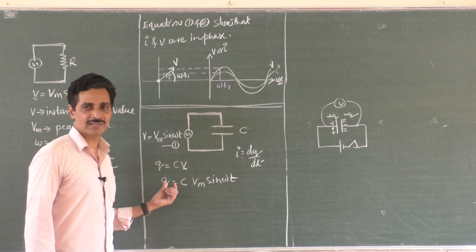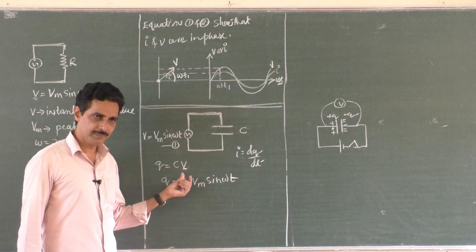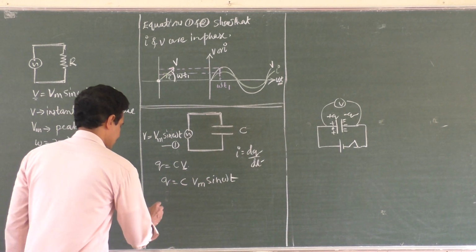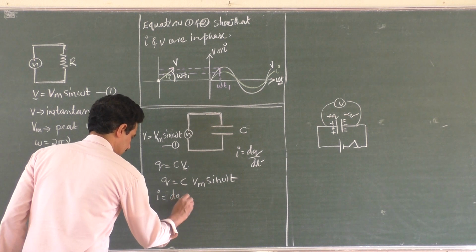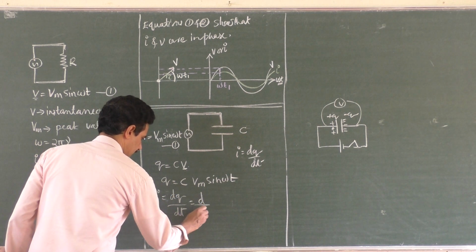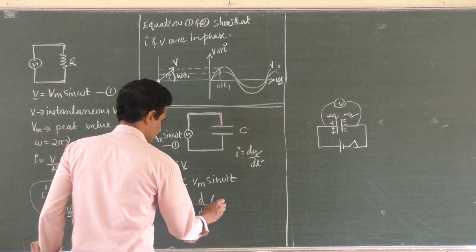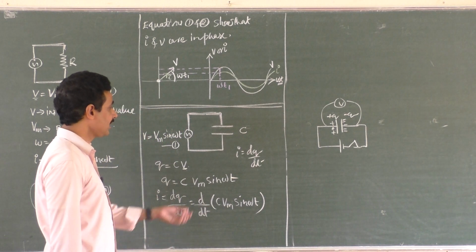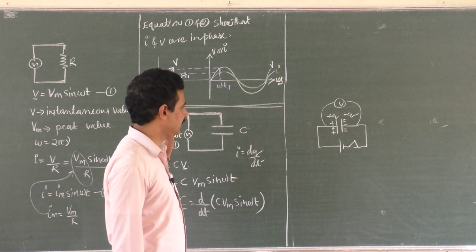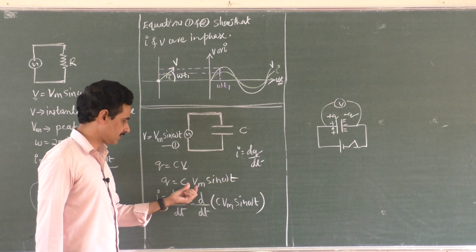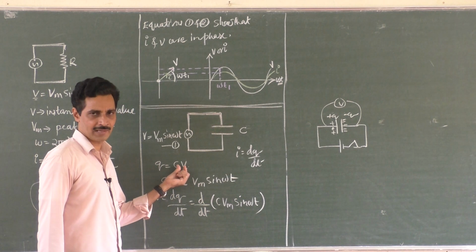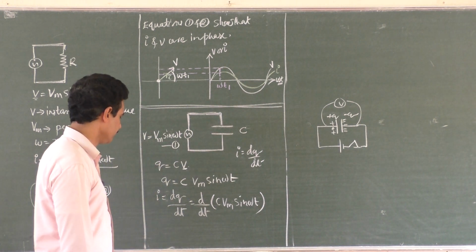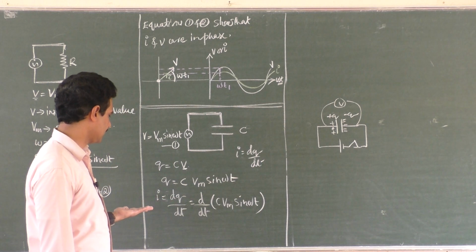So we got the equation for charge. Charge Q equal to CV, where V is equal to Vm sin omega t. Now, what is current? Current is equal to dq by dt, that is d by dt of CVm sin omega t. Correct? Because charge across the capacitor at any moment is equal to capacitance of the capacitor and voltage across the capacitor at that moment, that is instantaneous voltage. Instantaneous voltage is given by V is equal to Vm sin omega t. So now once you get this, differentiate this and you will get current.